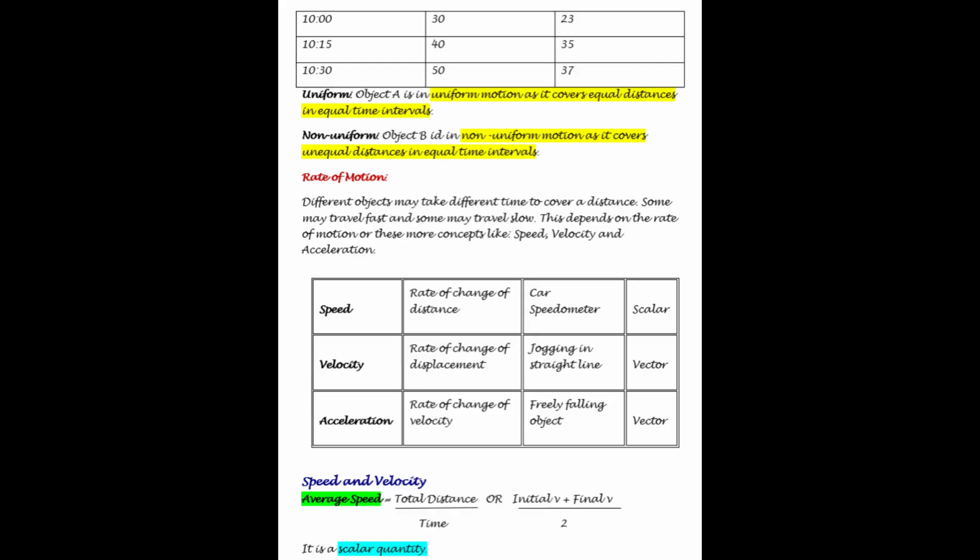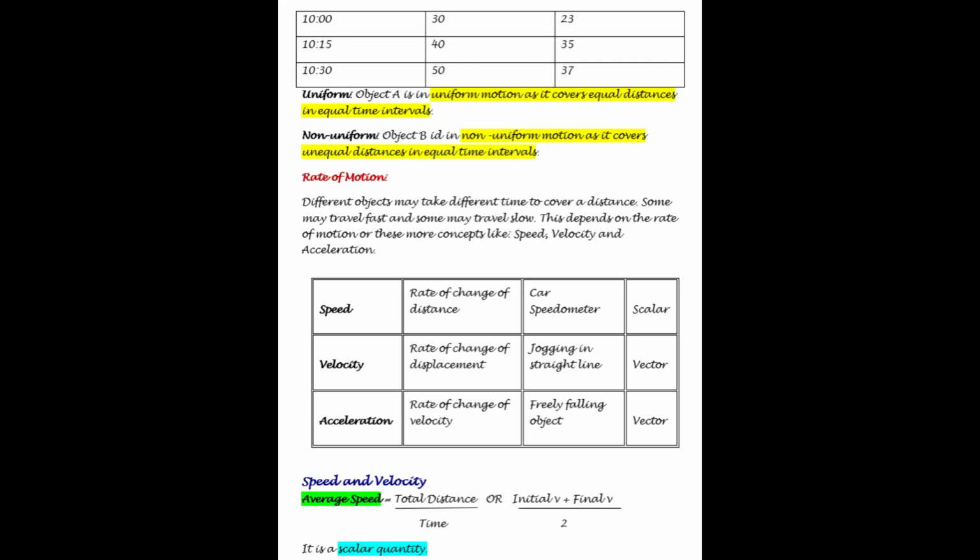Uniform and non-uniform motion. Uniform motion means covering equal distances in equal intervals of time. Example, a train moving steadily on a straight track. Non-uniform motion means covering unequal distances in equal intervals of time. Example, a car moving in traffic.